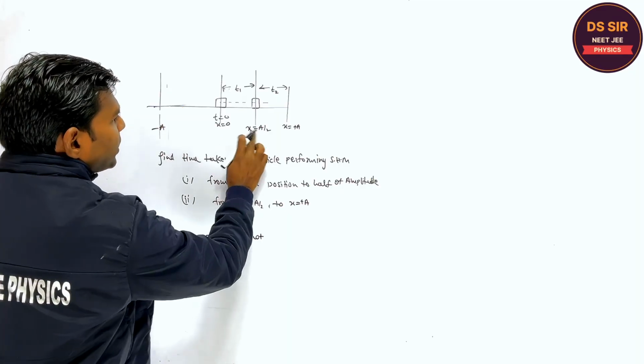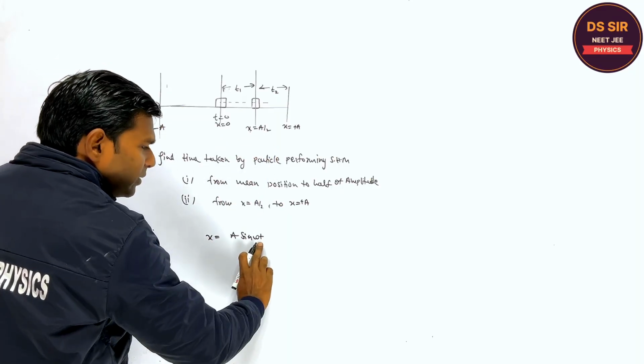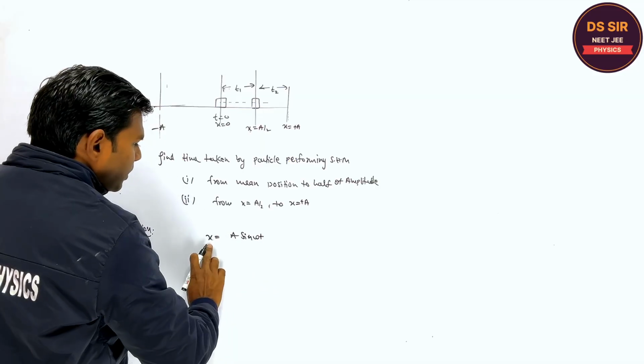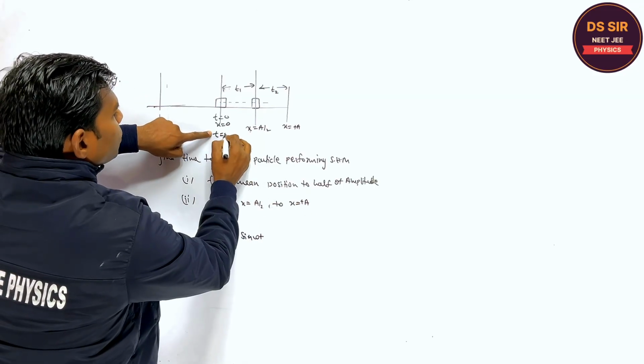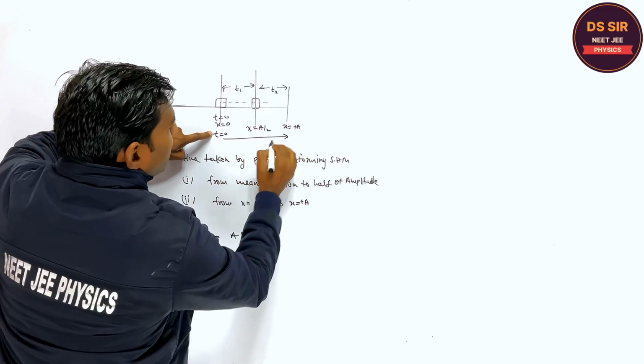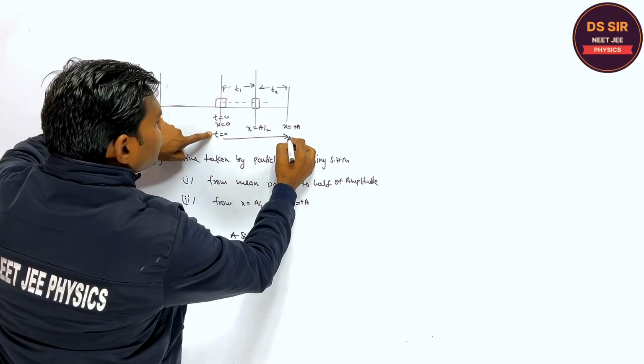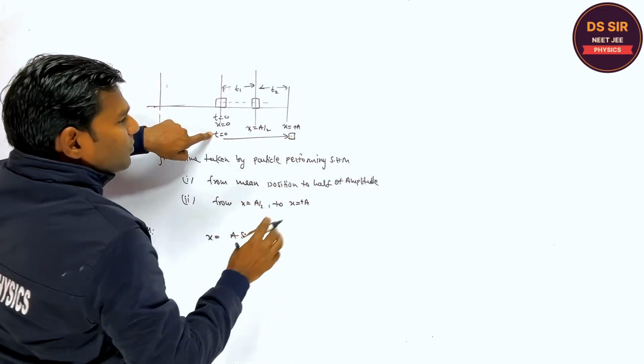So when it reaches a by 2, as the time is changing, the position is changing. You tell me first of all, if it is t is equal to 0, at what time does it reach the positive extreme? Can you tell?